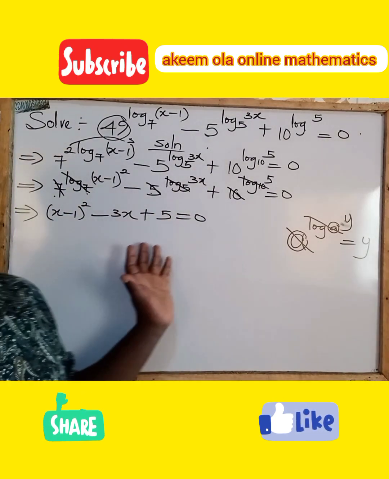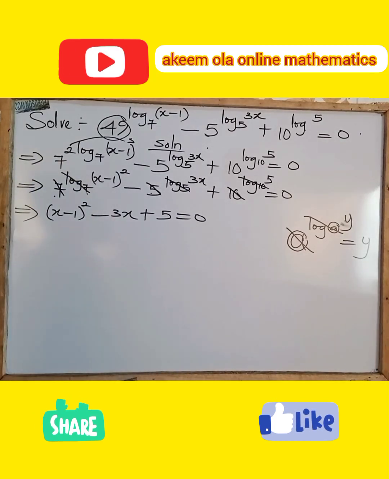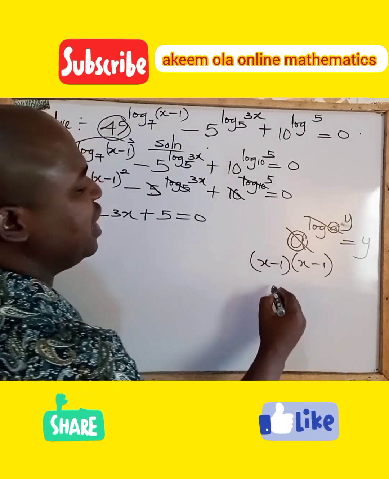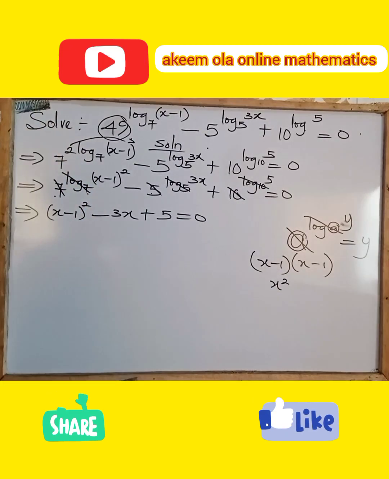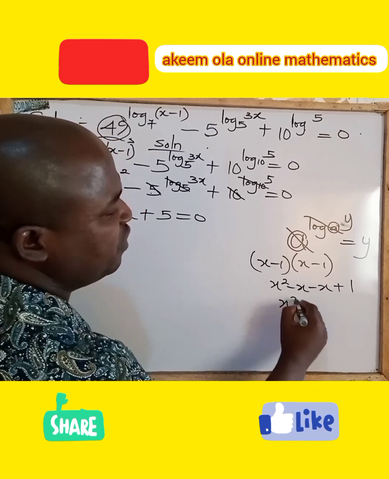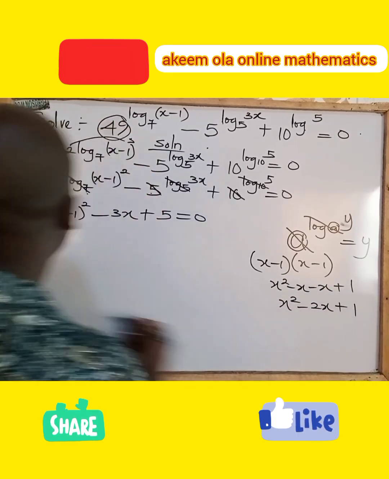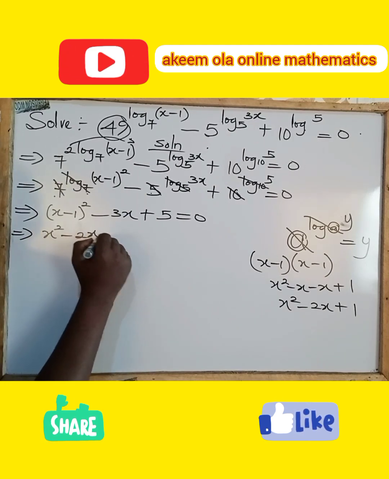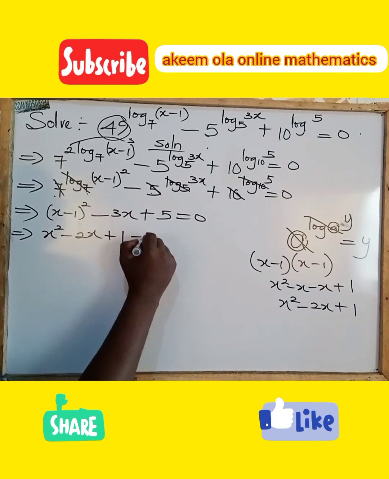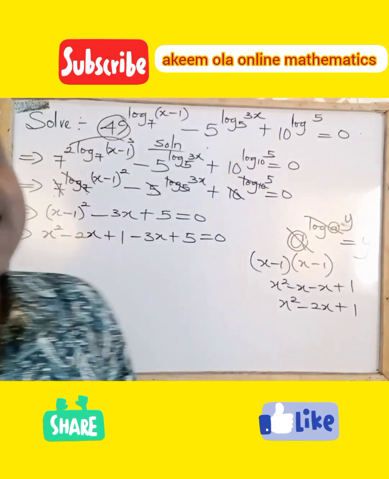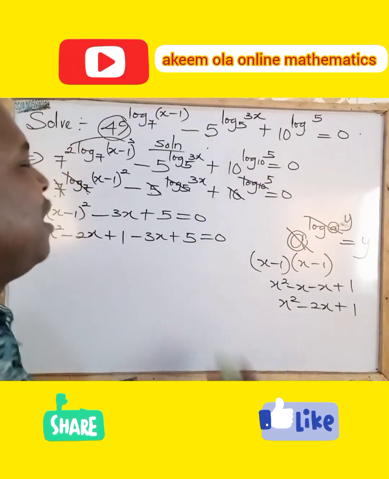As you can see, the equation is now simplified. We only need to expand what is in the bracket. We have (x minus 1)(x minus 1). That will give us x squared minus 2x plus 1. So here we are going to have x squared minus 2x plus 1 minus 3x plus 5 is equal to 0. From here, we can now collect like terms.